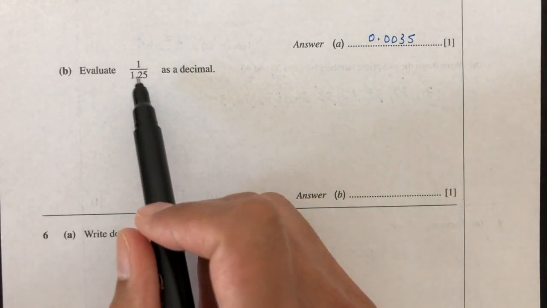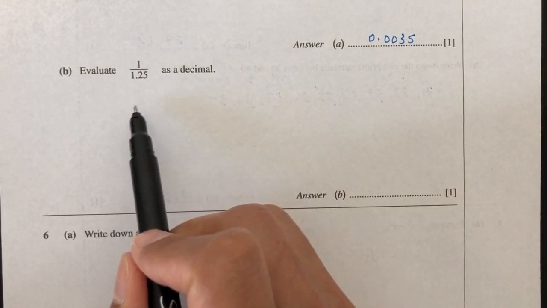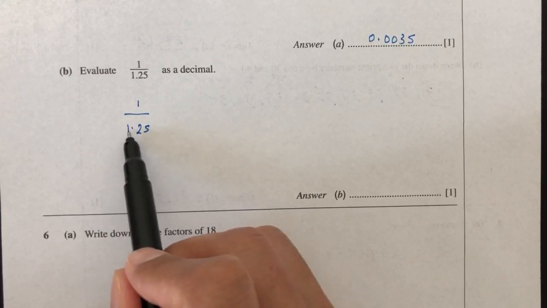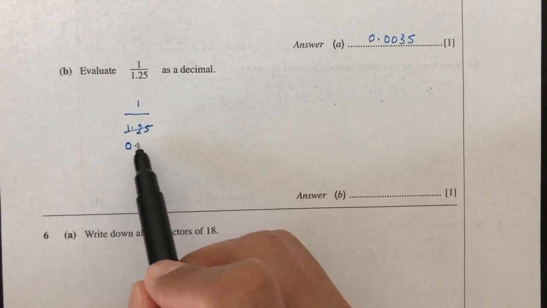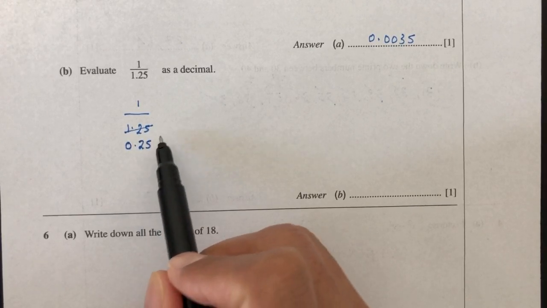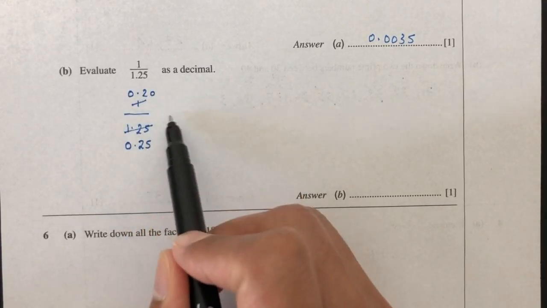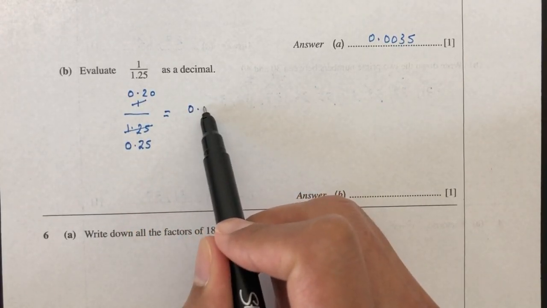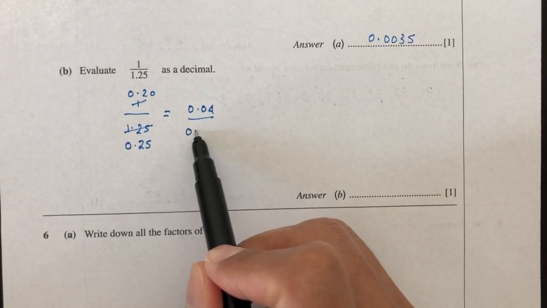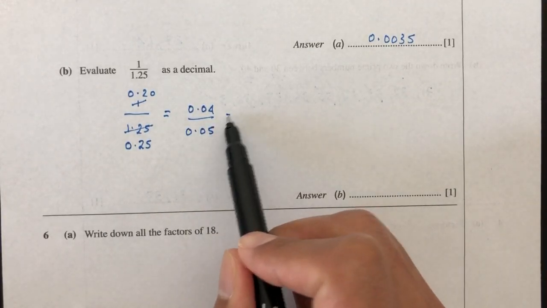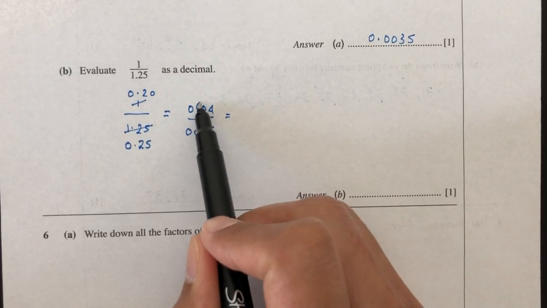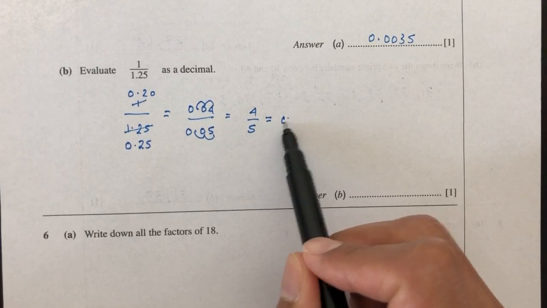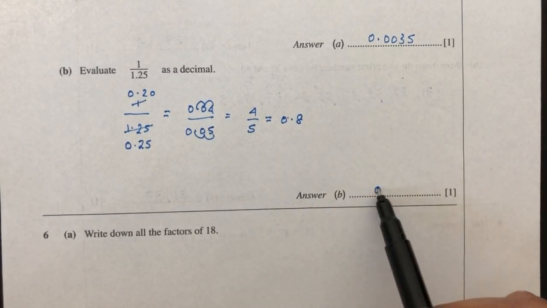Now for part B, evaluate this as a decimal. So we just have to divide. So what we can do here is divide by 5. Divide this by 5, we will have 0, and then it becomes 2, 5. This becomes 0.20. Now we can again divide by 5, that will be 0.04, that will be 0.05. Now we can move 2 decimal places, that will move 2 as well, becoming 4 over 5, which is 0.8. That will be 0.8.